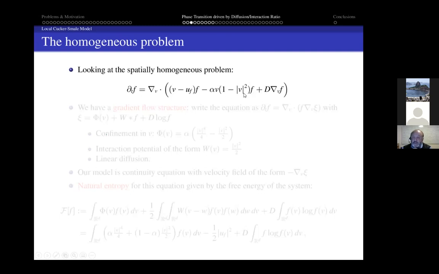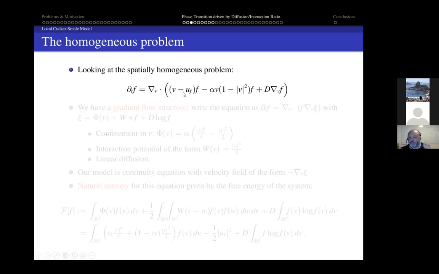Then you have the tendency, this kind of force is a force that brings the particles to velocity 1. So it's a kind of confinement potential. And this one is now the interaction between the particles.